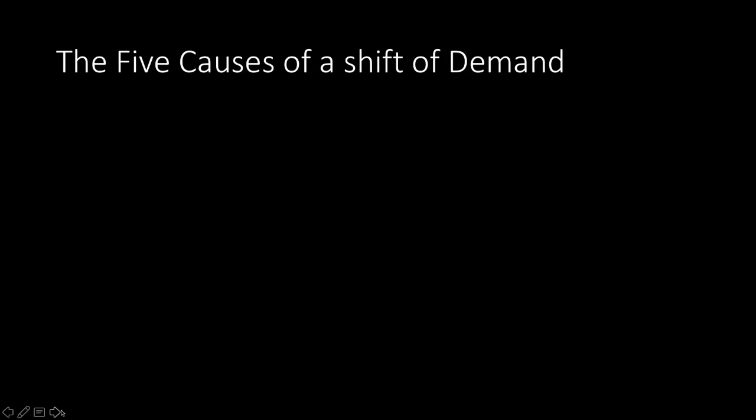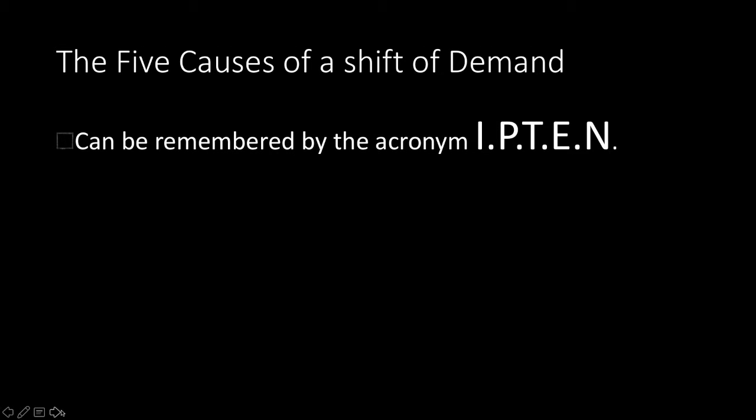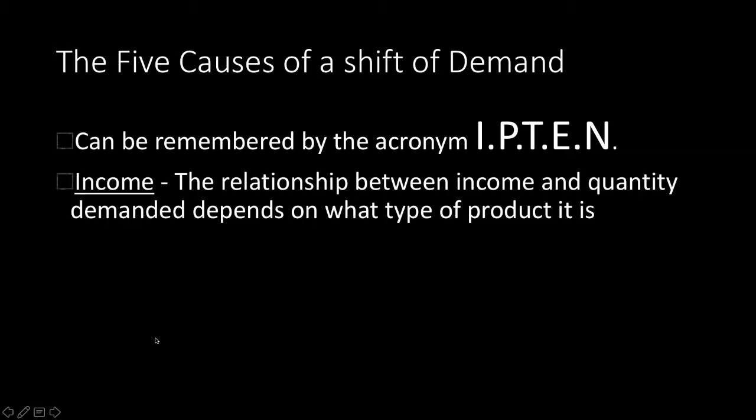Now, there are 5 factors that could cause this demand curve to shift. And you can remember them by the acronym IP10. Okay, I'll talk about what IP10 stands for in a second. Just remember the 5 factors that could shift the demand curve are going to be IP10. So, I stands for income. But you have to be really careful in terms of income because it depends on what type of product you're talking about. Because when it comes to consumer income, there's two types of goods.